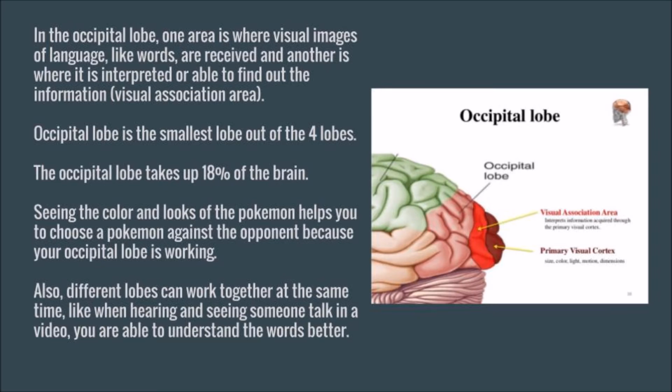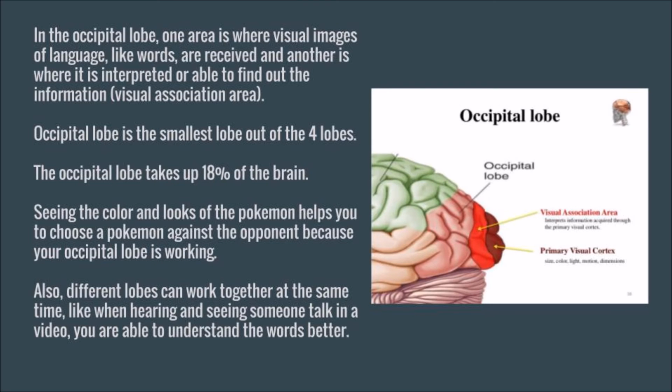In the occipital lobe, one area is where visual images of language, like words, are received, and another is where it is interpreted, which is the visual association area. The occipital lobe is the smallest lobe out of the 4 lobes. It takes up 18% of the brain.